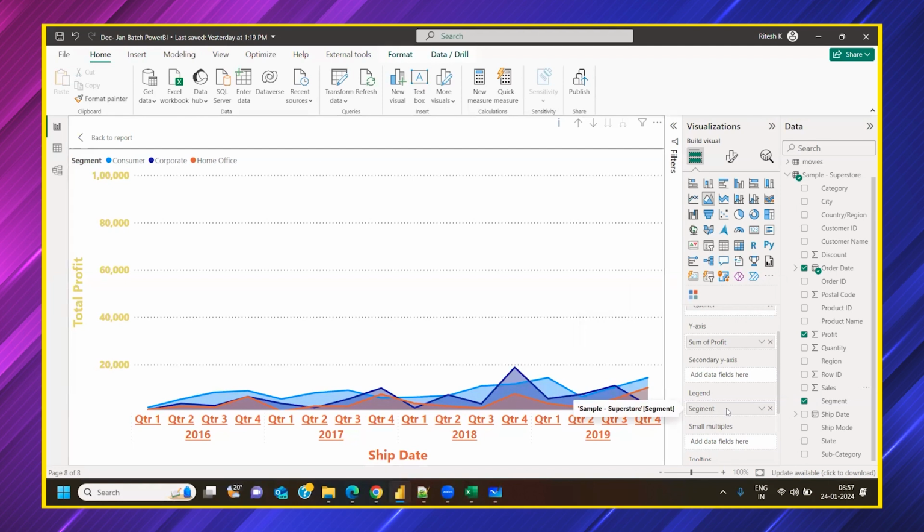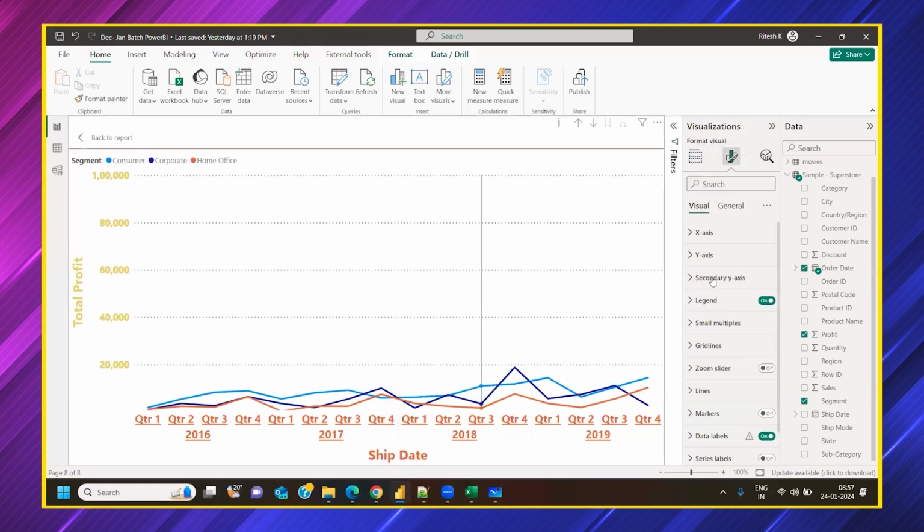If you're using a legend, that means x-axis, y-axis, and legend, secondary y-axis will have no role in it. You cannot take all four fields together. Whether it is an area chart or a line chart, you cannot take all four fields together.